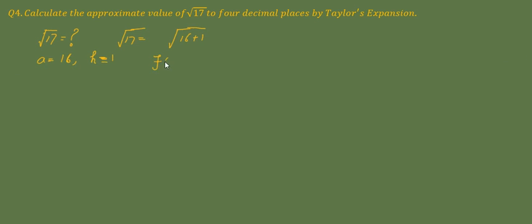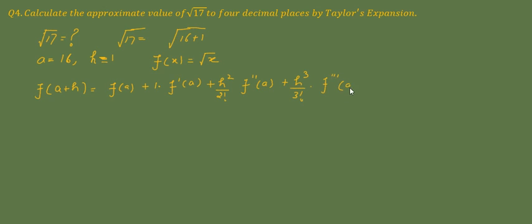And what will be the function? Function will be the square root of x. So apply Taylor's expansion for this f of a plus h. So this will be f of a plus h times, that is 1, the first derivative at a, plus h square by 2 factorial the double derivative at a, plus h cube by 3 factorial times the third derivative of a.